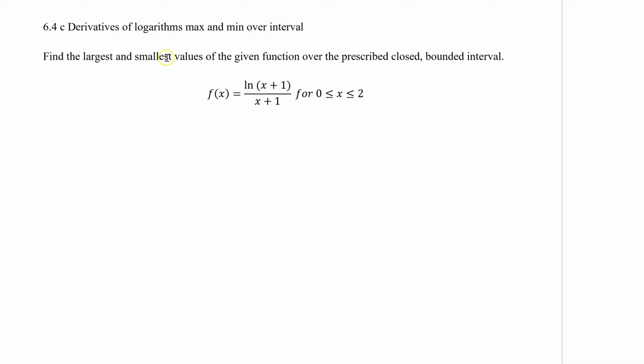All right, so we're going to be finding the smallest and largest values of our given function over the prescribed closed bounded interval. So to use the extreme value theorem to know that we have an absolute max and an absolute min, we need to make sure that our function is continuous on this interval.